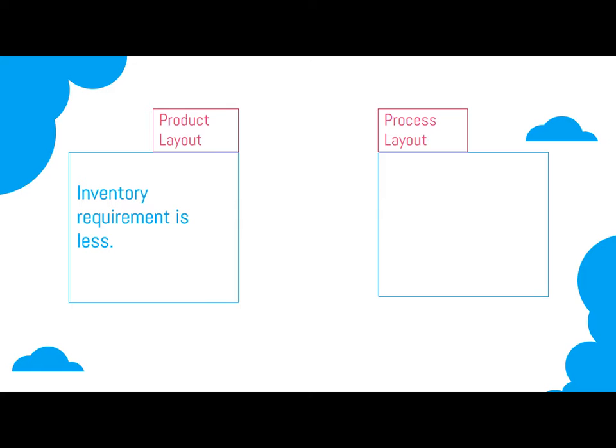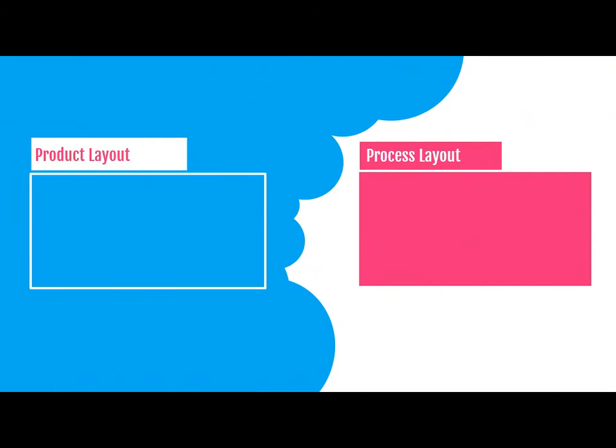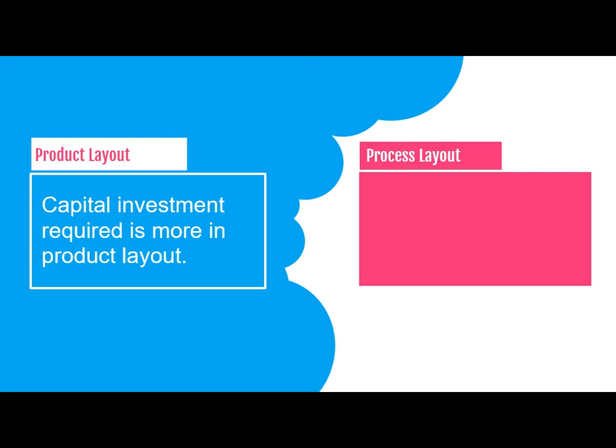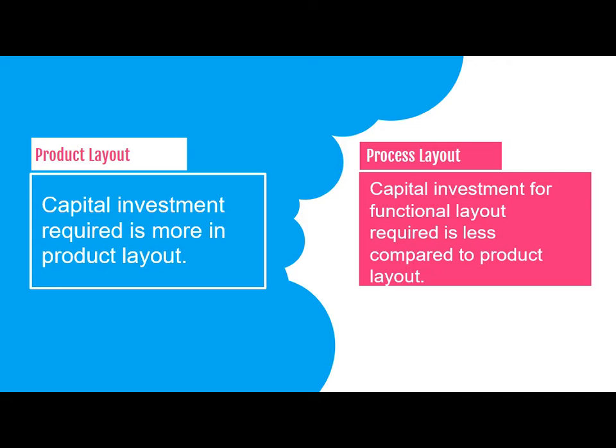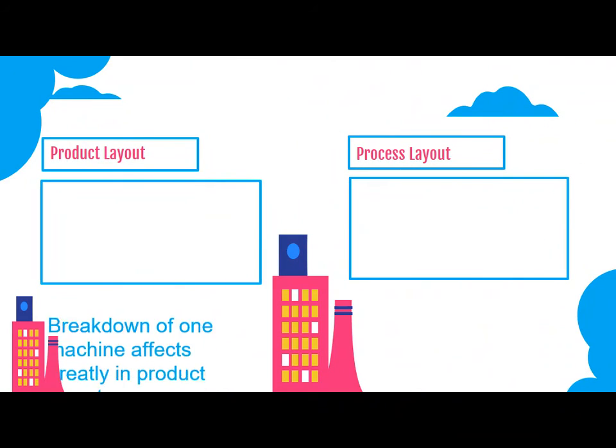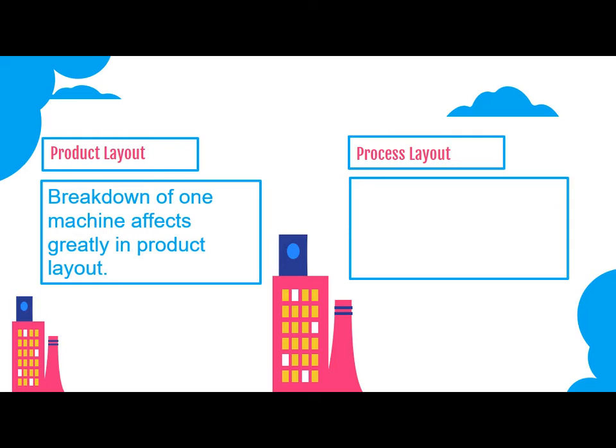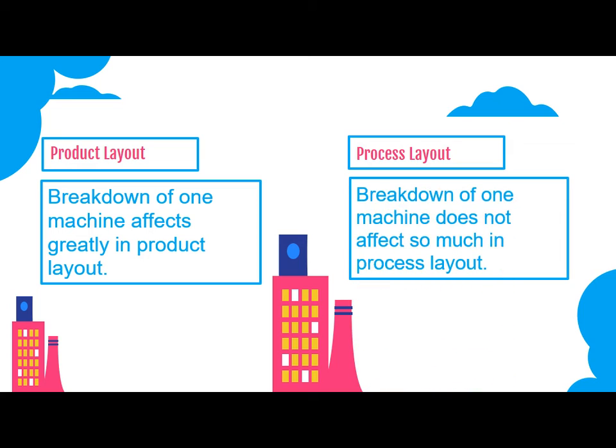In product layout, inventory requirement is less. In process layout, inventory requirement is comparatively more. Capital investment required is more in product layout. Capital investment required for process layout is less compared to the product layout. Breakdown of one machine affects greatly in product layout. Breakdown of one machine does not affect so much in process layout.